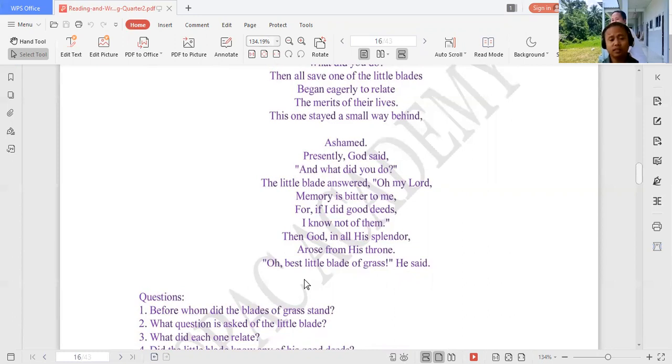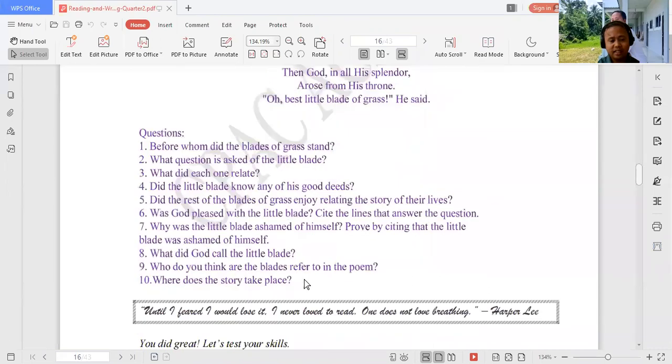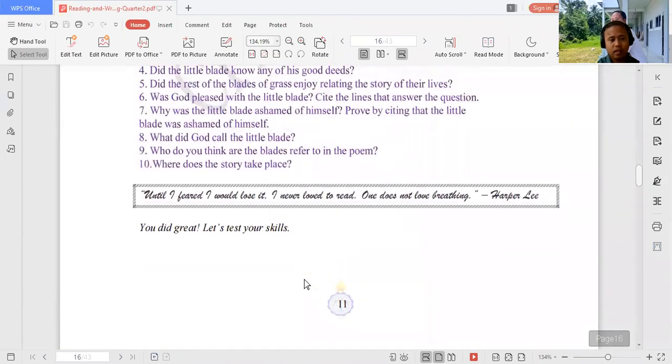There are questions here. Number one, before whom did the blades of grass stand? Number two, what question is asked of the little blade? And number three, what did each one relate? Okay, and many more questions for us.